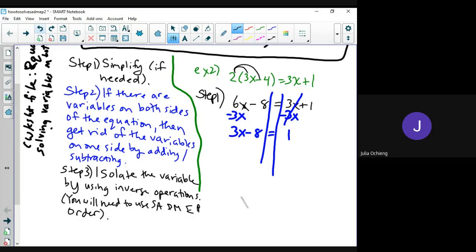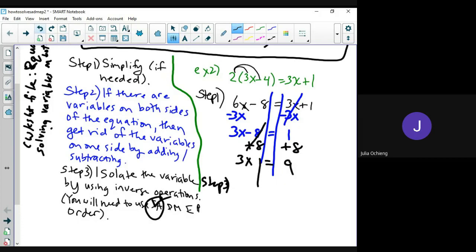Which one do I have to get rid of first using SADMEP? If you said that you have to get rid of the minus 8 first, you'd be correct, because by SADMEP, you have to get rid of anything that's added or subtracted first. So I'm going to get rid of the minus 8 by doing what? Hopefully you said plus 8. That would be the opposite of minus 8. So that would be 3x equals 9.